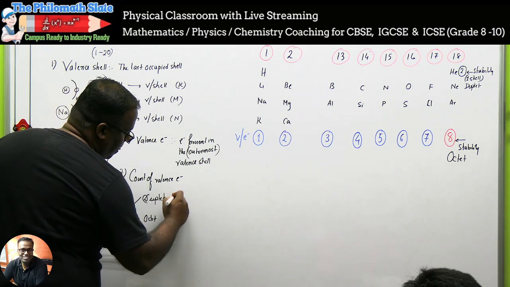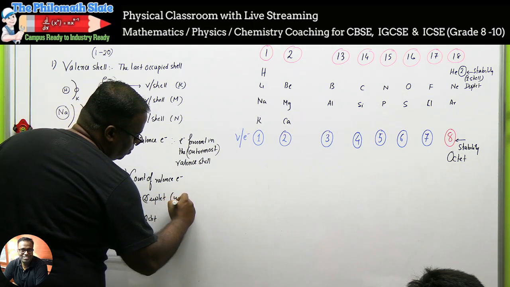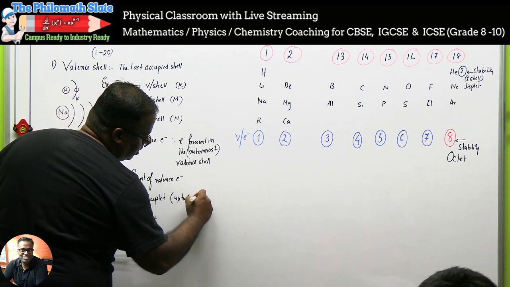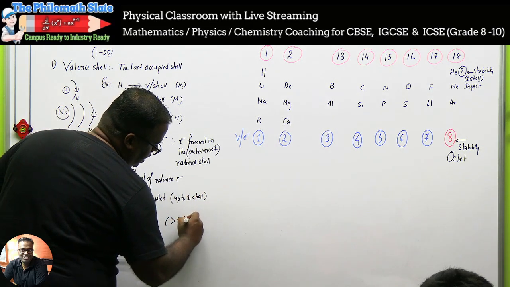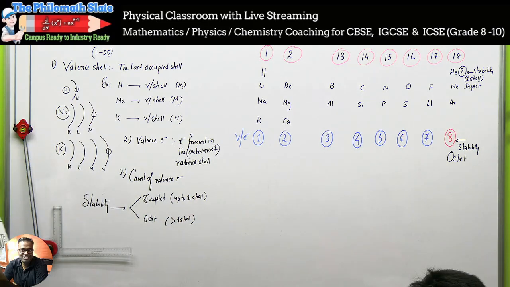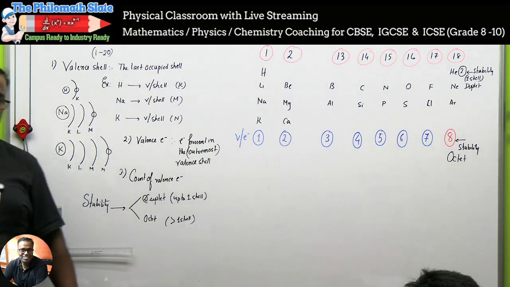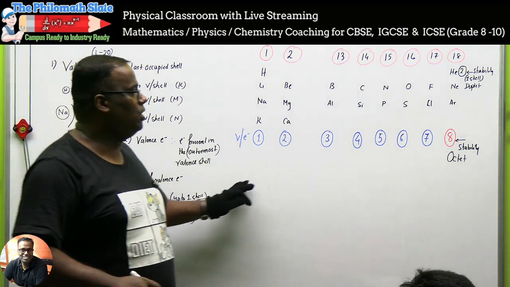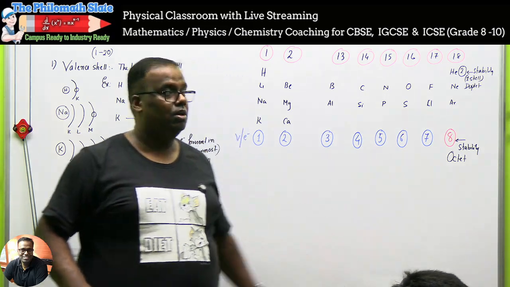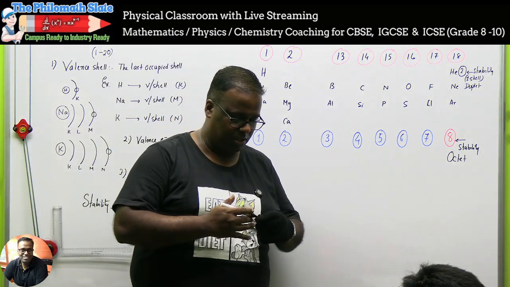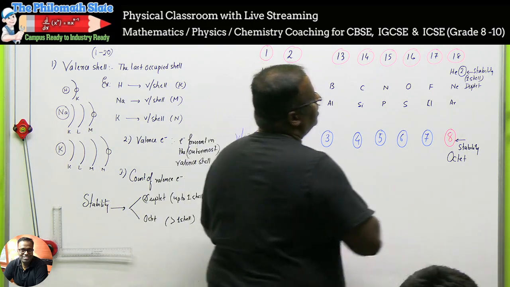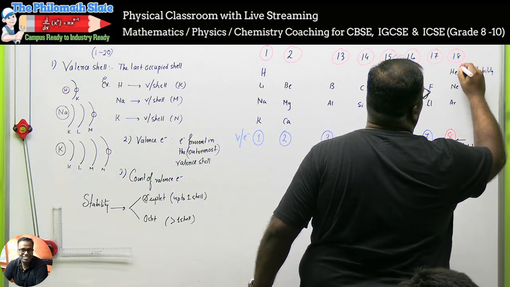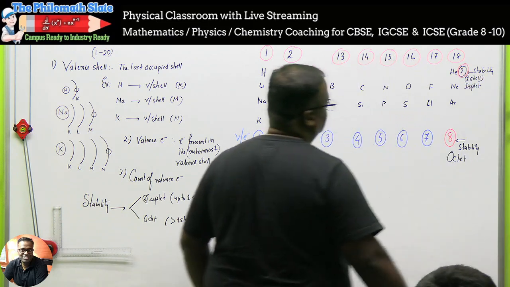Duplet will be up to one shell, and this is greater than one shell. इतना कहानी समझ में आया कि नहीं? Understood? So you need to get 8 or you need to get 2. ठीक है? So these two are magic figures, 2 and 8.